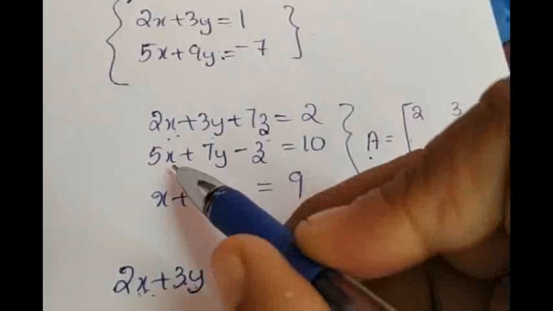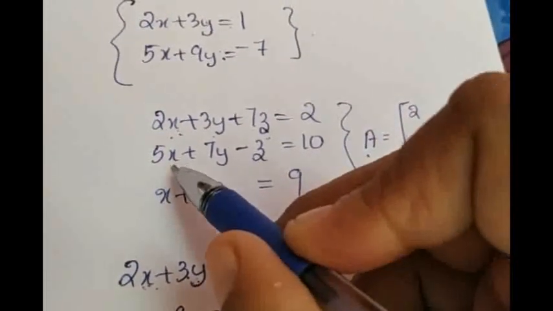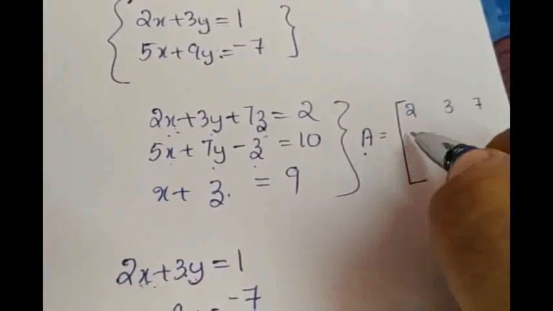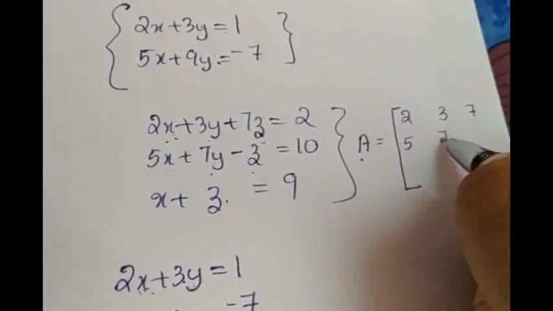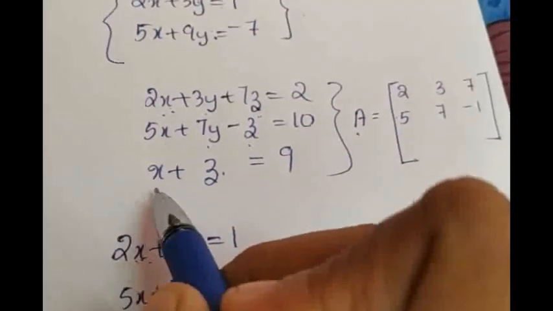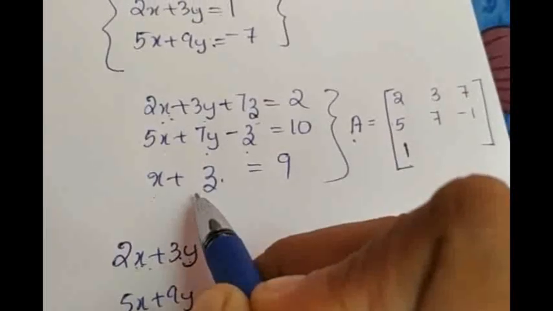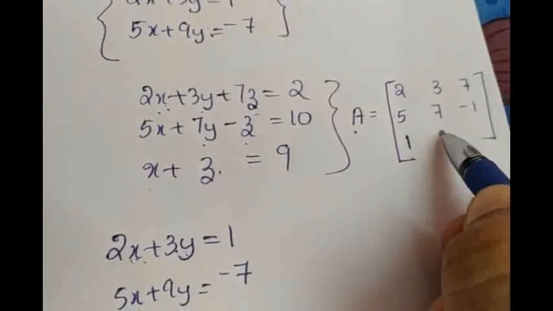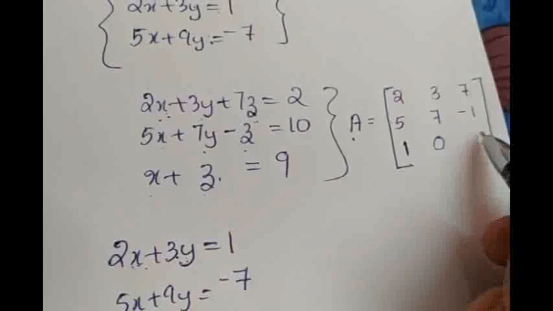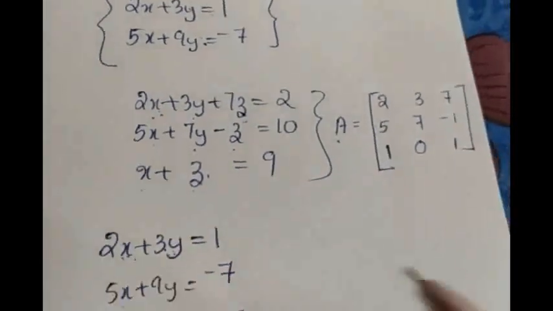In the second equation also, we have to take the coefficients in the same order x, y and z. So which are the coefficients? 5, 7 and minus 1. And what about the third row? In the same order, x, y, z. The coefficient of x is 1. We are not able to identify y, isn't it? So the coefficient will be 0 and the coefficient of z is again 1. So this will be the coefficient matrix.